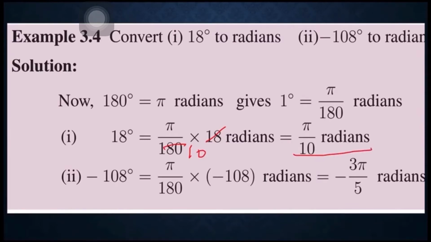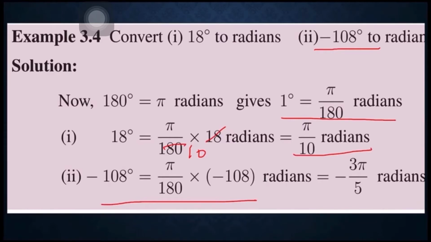Similarly, the next subdivision is minus 108 degree to radians. As we know, 1 degree is equal to pi by 180 radians. Minus 108 degree is equal to pi by 180 into minus 108. Okay, we have to multiply it with pi by 180. So, after simplifying, we get minus 3 by 5 pi.